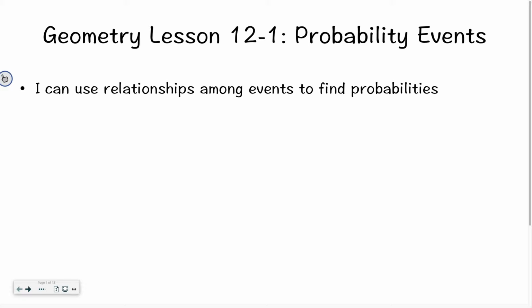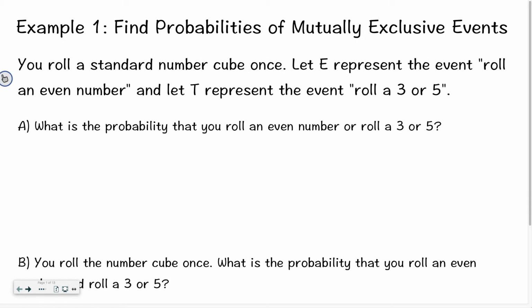Hello class, welcome to Geometry Lesson 12.1, which is all about probability events. In this lesson, you are going to learn how to use relationships among events to find probabilities.